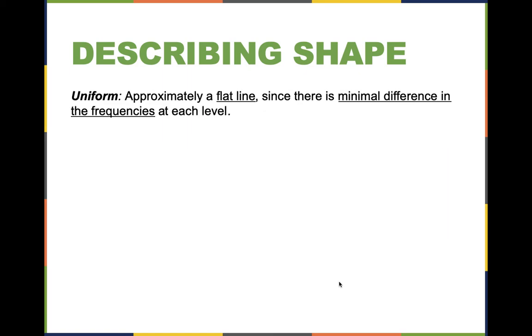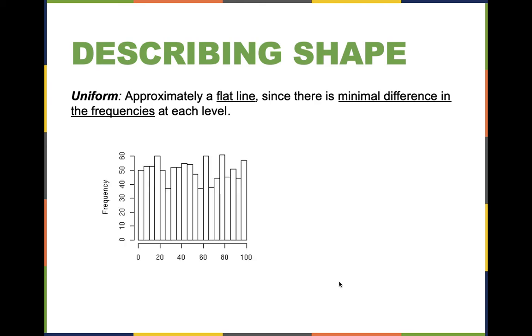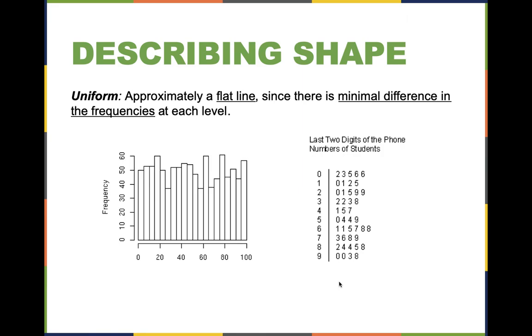The last shape is uniform. It's approximately a flat line since there's minimal difference in the frequencies at each level. This is a histogram that is approximately uniform, and this is a stem plot that is approximately uniform. You notice that the frequencies in each category are approximately the same height. The example that would create this distribution is tossing a fair die, because if you toss a die a specific amount of times, the frequency of getting a 3 would be just as high as the frequency of getting a 5 or a 6 or a 2, etc.